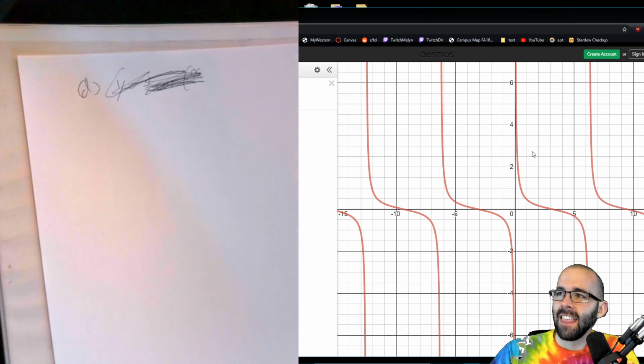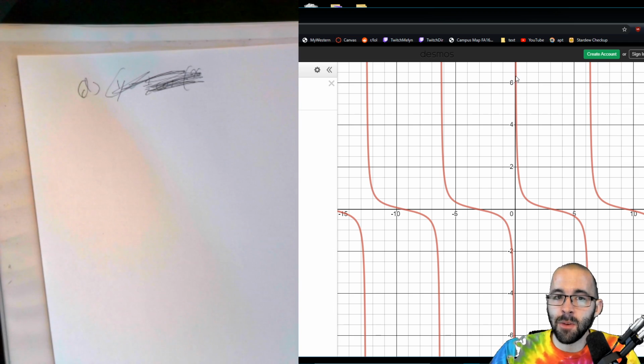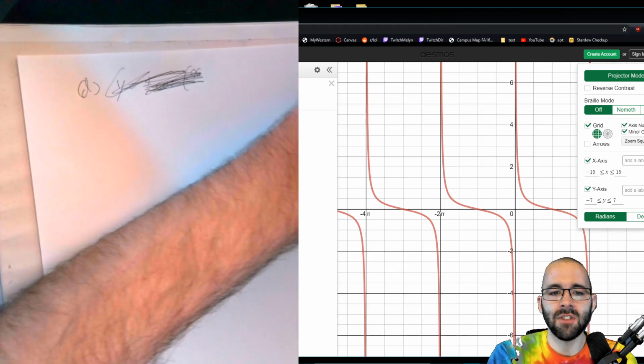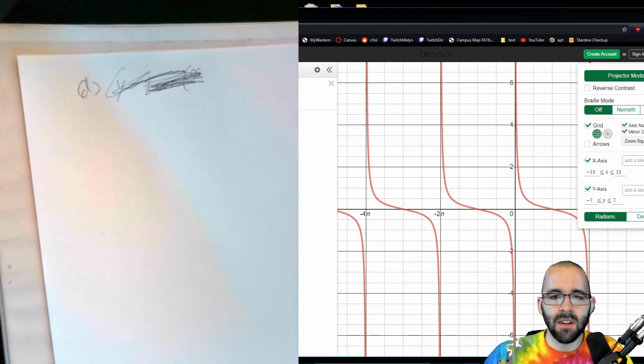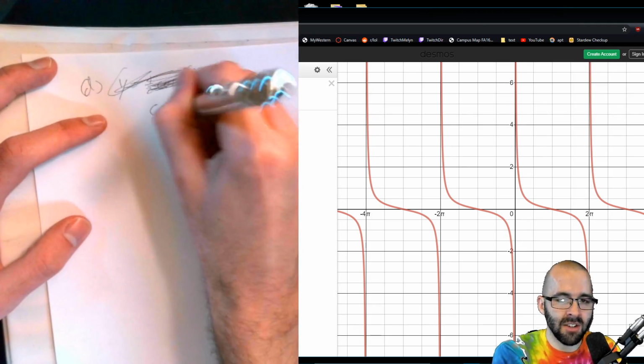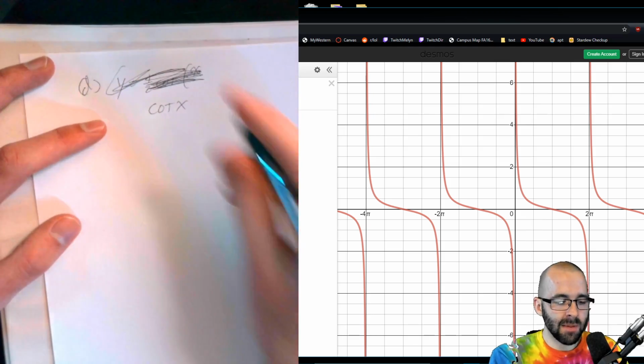All right. So this is not tangent because tangent of 0 is 0. Here we have an undefined value at 0. We've got an asymptote right there. All right. So we know it's not tangent. It's going to be cotangent. So off the bat, we know we're dealing with cotangent of x. Now we just need to find some other things.